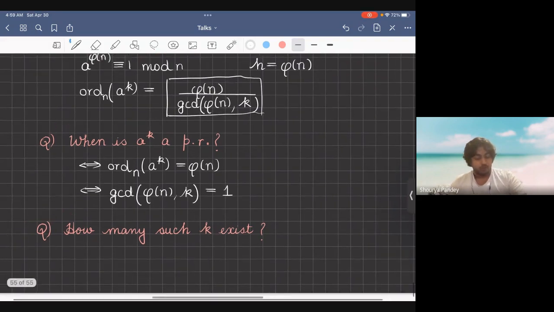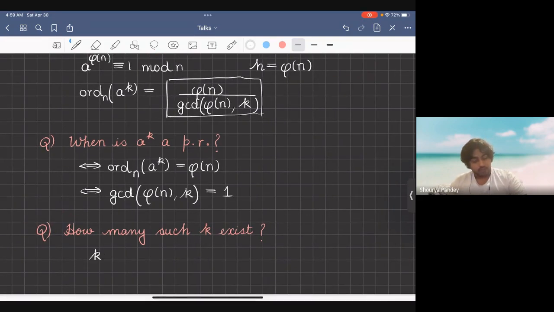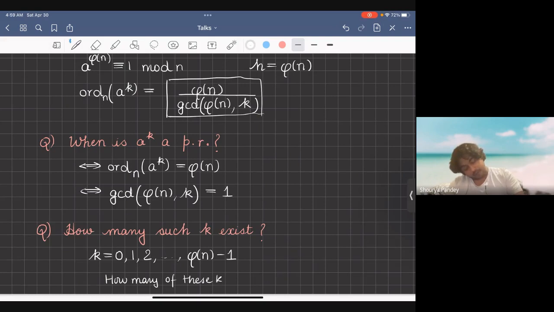Okay, so we're looking at this set k equal to 0, 1, 2 up to phi of n minus 1. We're asking how many of these k satisfy GCD of k comma phi of n equal to 1.